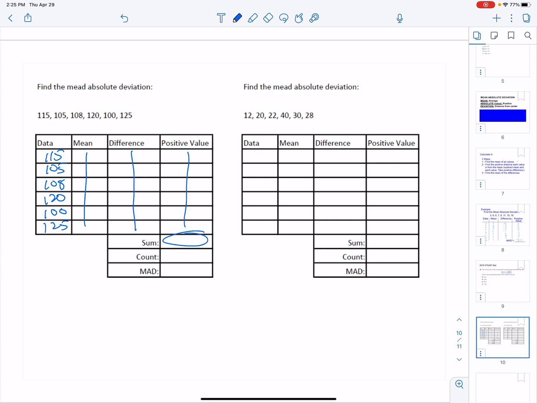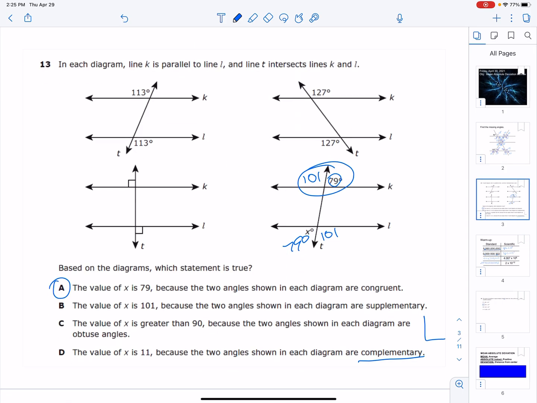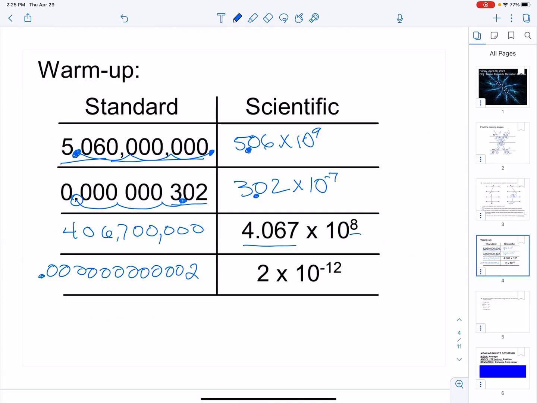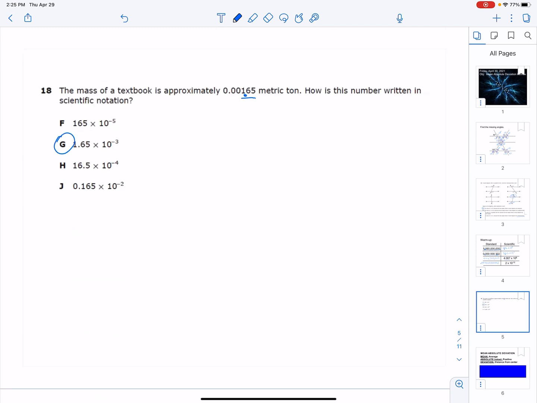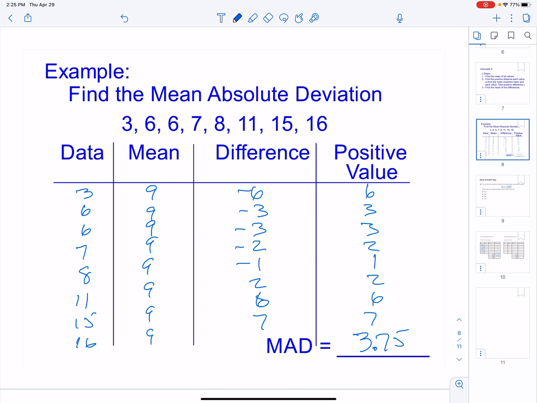And this one, count just means that there's 6 numbers. And then you're going to find the mean absolute deviation. You're going to do that for both sets of data. Okay? So that's all we're doing today. We've reviewed 3 concepts. We've reviewed angles within parallel lines, because you're going to have questions like this. We've reviewed scientific notation, because you're going to have questions like this. And I can guarantee you're going to have at least one question over mean absolute deviation on that STAAR test.